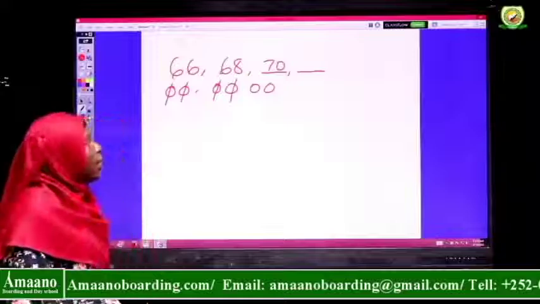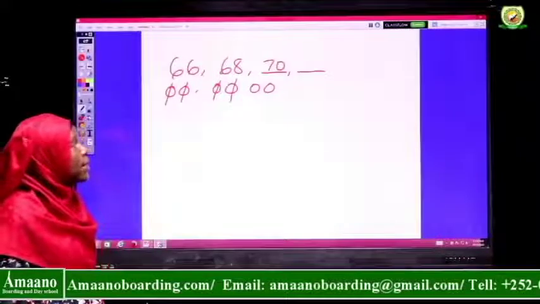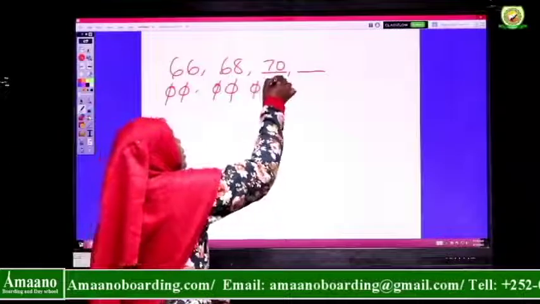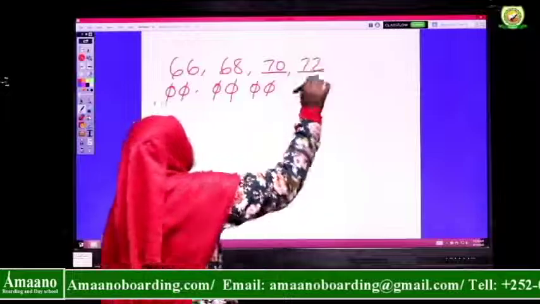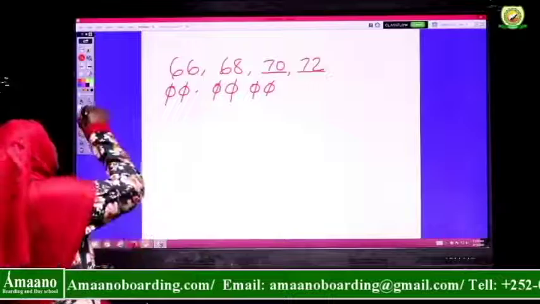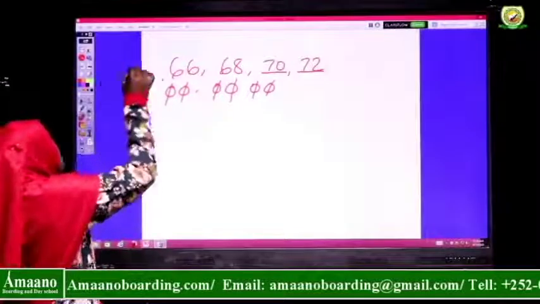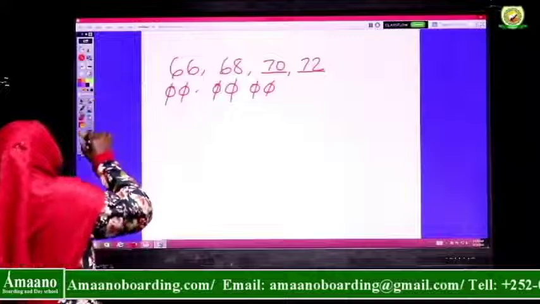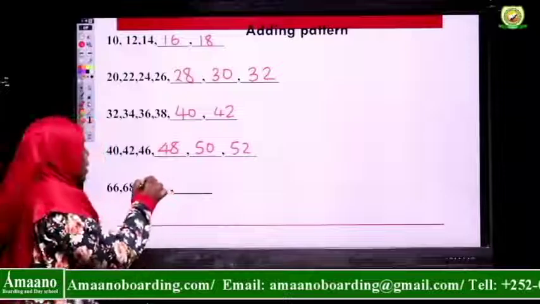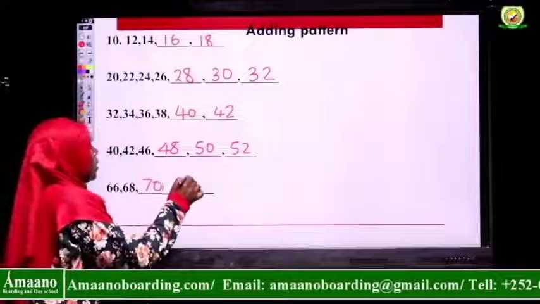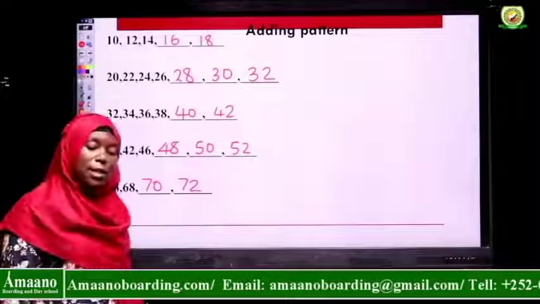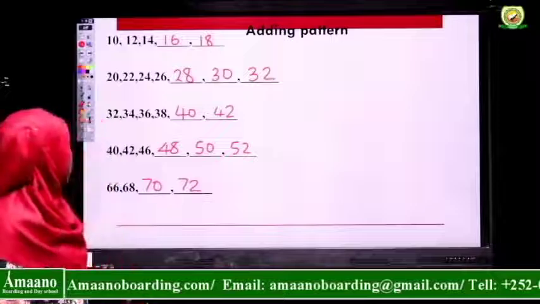And then if we have to know the number that comes after 70, if you're adding in 2s, children, it's going to be 71, 72. So that is exactly what we are going to have for our lesson today. Here we have 70, and here we have 72. So that is our maths exercise today.